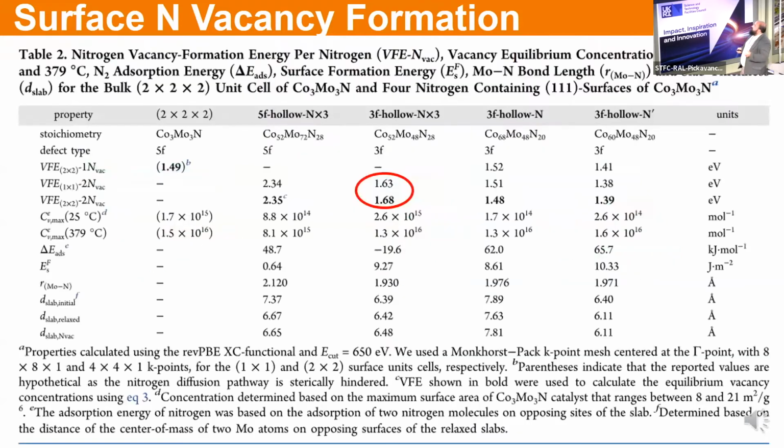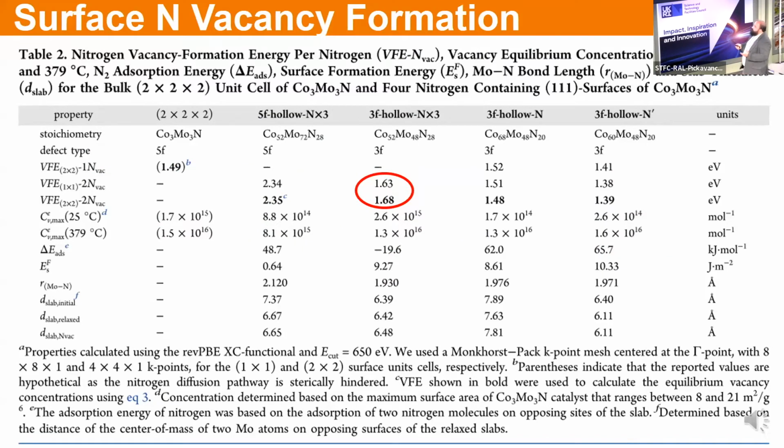So just to compare the previous result from the cobalt molybdenum nitrides from the computational paper, we can see these are the relevant values here to compare to the ones I've calculated. For the cobalt molybdenum nitride, we still have an endothermic nitrogen vacancy formation energy, 1.68 electron volts compared to 1.89. So indeed, the vacancy formation energy is less endothermic for the cobalt than it is for the iron system, but we can see it's not really a huge amount.